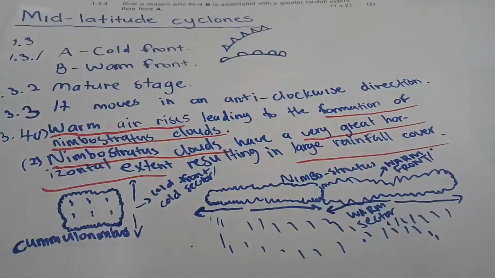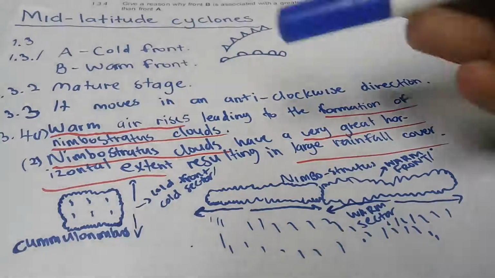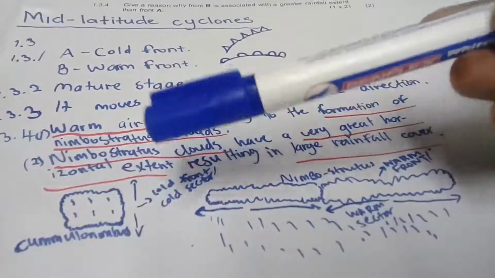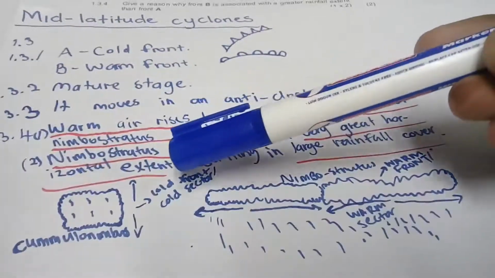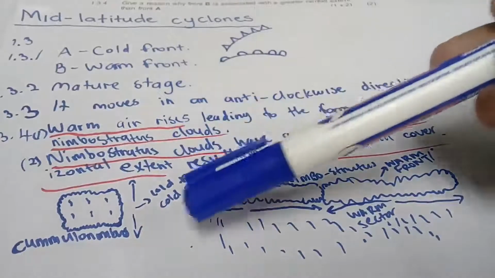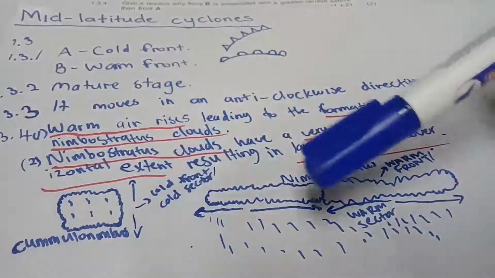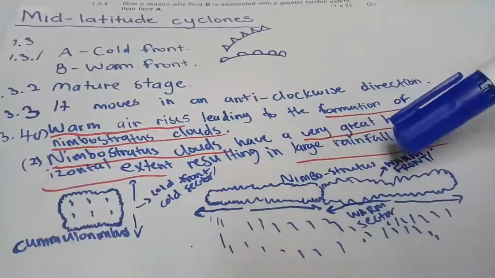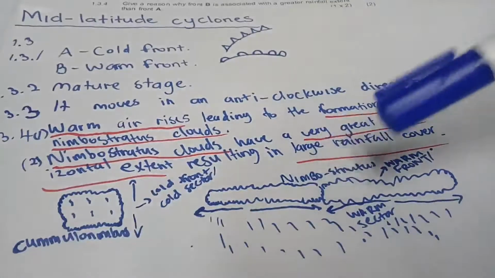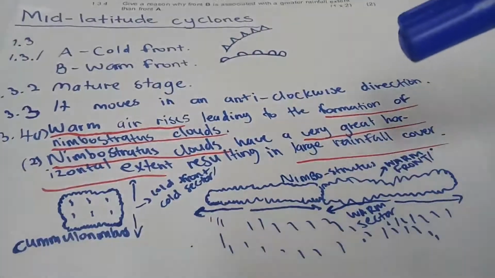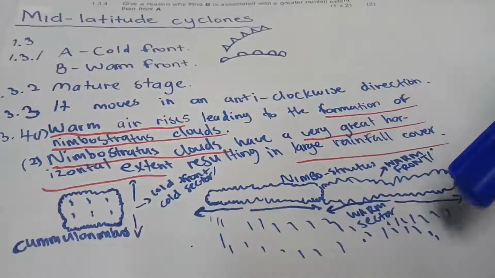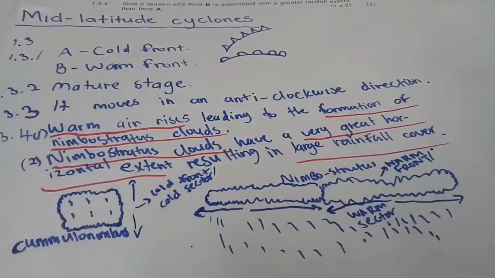Than front A, which is a cold front. We find cumulonimbus clouds in a cold front, or behind the cold front in the cold sector, and we find nimbostratus clouds behind a warm front in the warm sector, right? Yes.